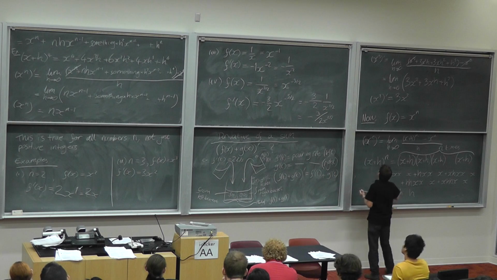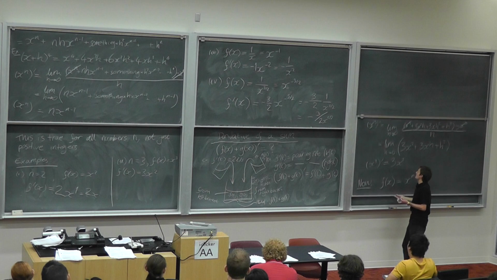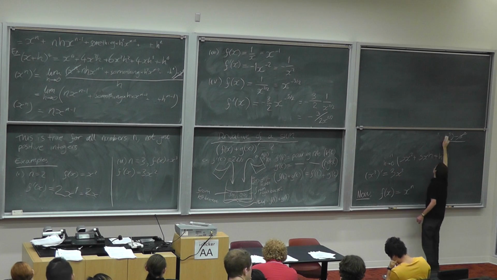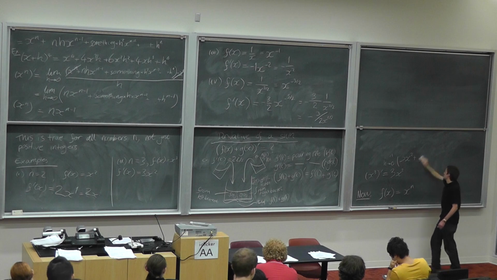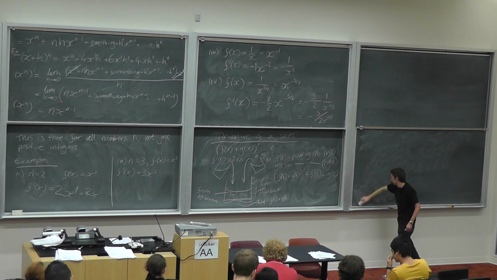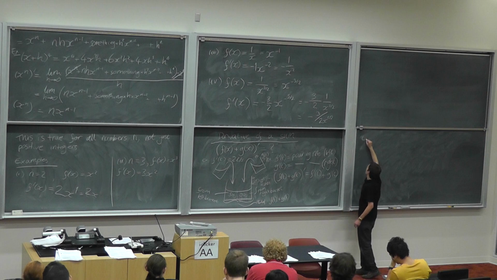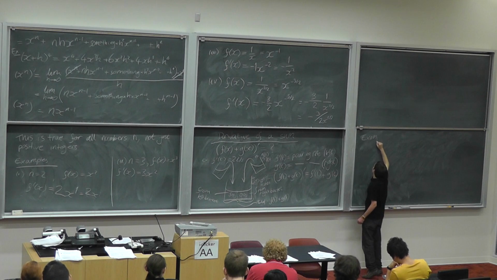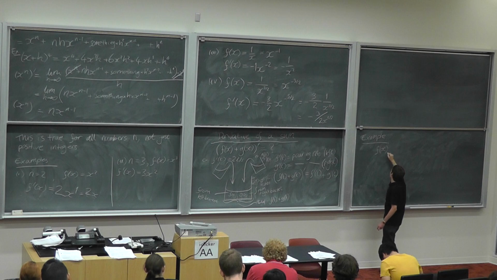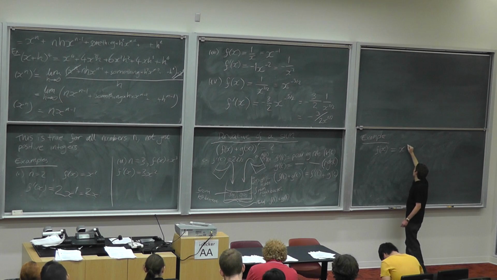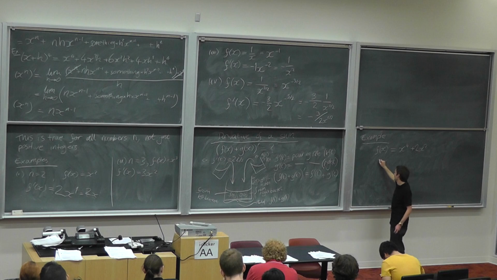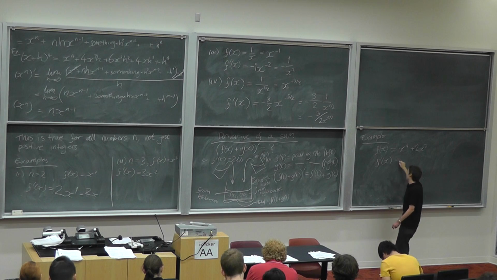Okay, so let's combine the two things we've learned into an example. Suppose that our function is f of x equals x to the power of 4 plus 2x squared. So what's its derivative?